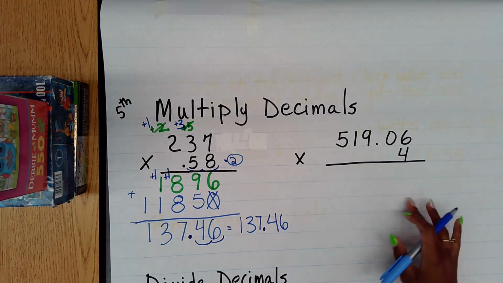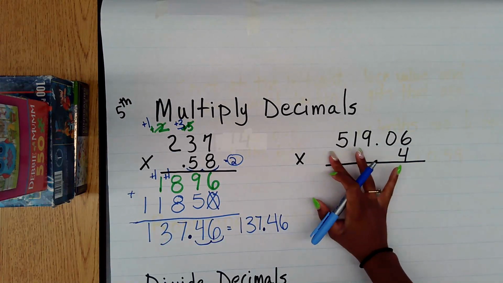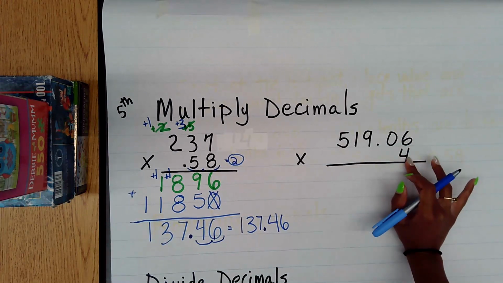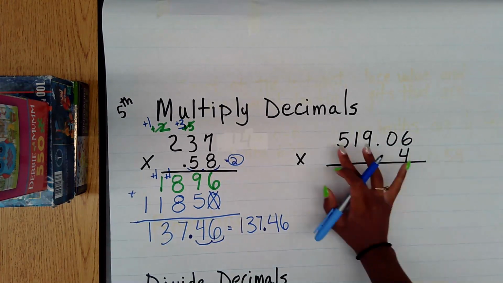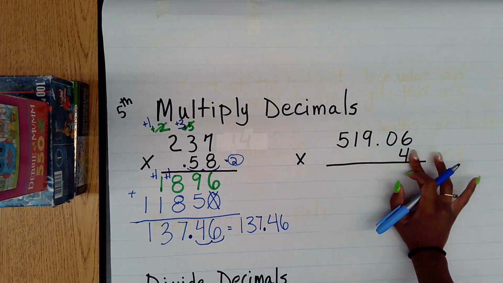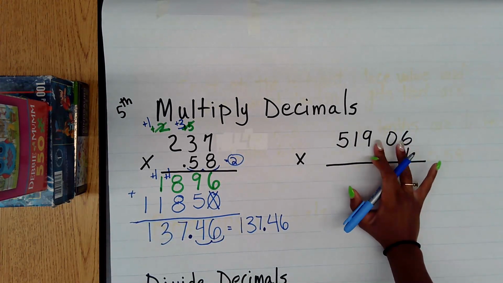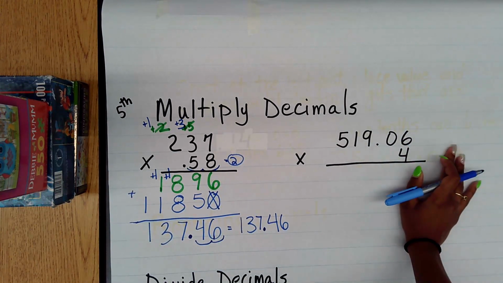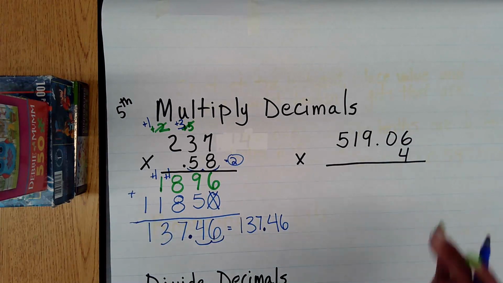Let's try another example. Again, I have my bigger number on top. It has more digits, it is larger, and then my single digit number on the bottom. 519 and 6 hundredths times 4. Again, I'm going to ignore this decimal point at first and pretend it is a whole number, and then I will go back and put my decimal point in the final answer.